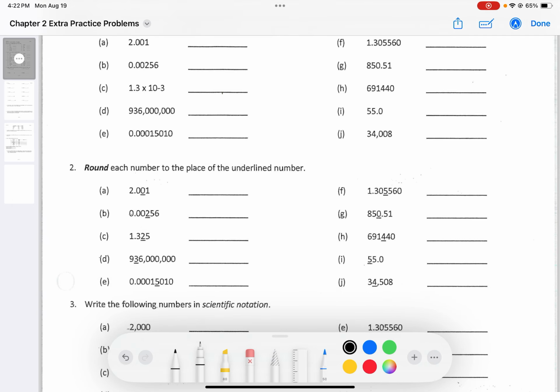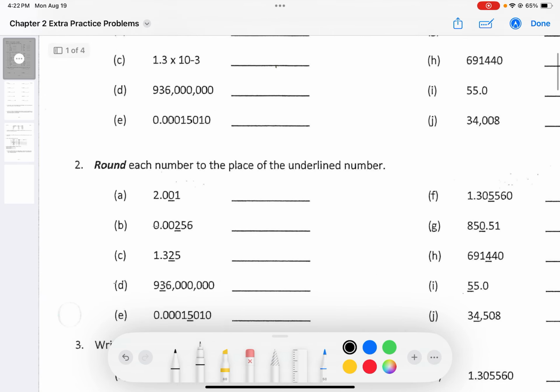Number 2 says to round each number to the place of the underlined number. So on these types of problems, you're going to go, all right, in number 1A, this is 2.0. Then because it's underlined here, I'm going to look at the number behind it. It's a 1, so I'm going to round that down. I'm just going to write 2.00. For letter B, notice that it's going to be 0.00, and I need to look at the number behind that 2. Since that number is a 5, if it is a 5 or higher, I'm going to round to my underlined decimal place. I'm going to round up a number. So this would be 0.003.